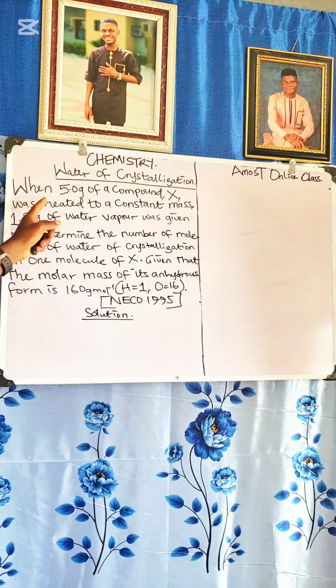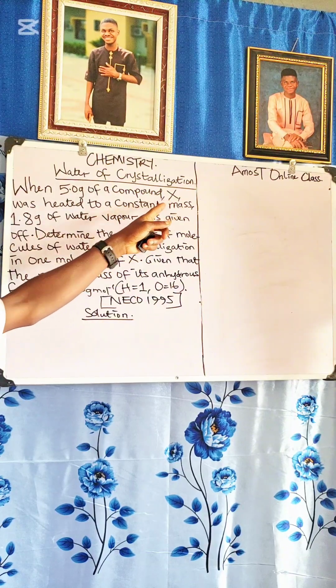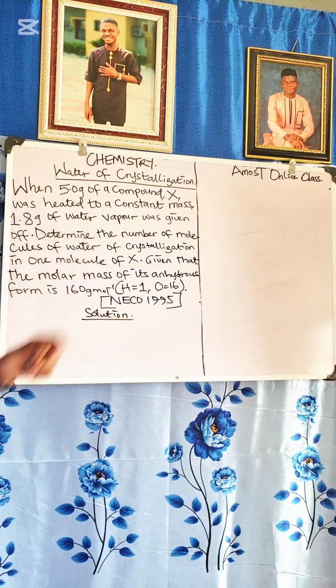Now from the question, they said when 5 grams of a compound X, we don't know the compound yet, that's why they're calling it X, was heated to a constant mass, 1.8 grams of water vapor was given off. So we're going to analyze this question.